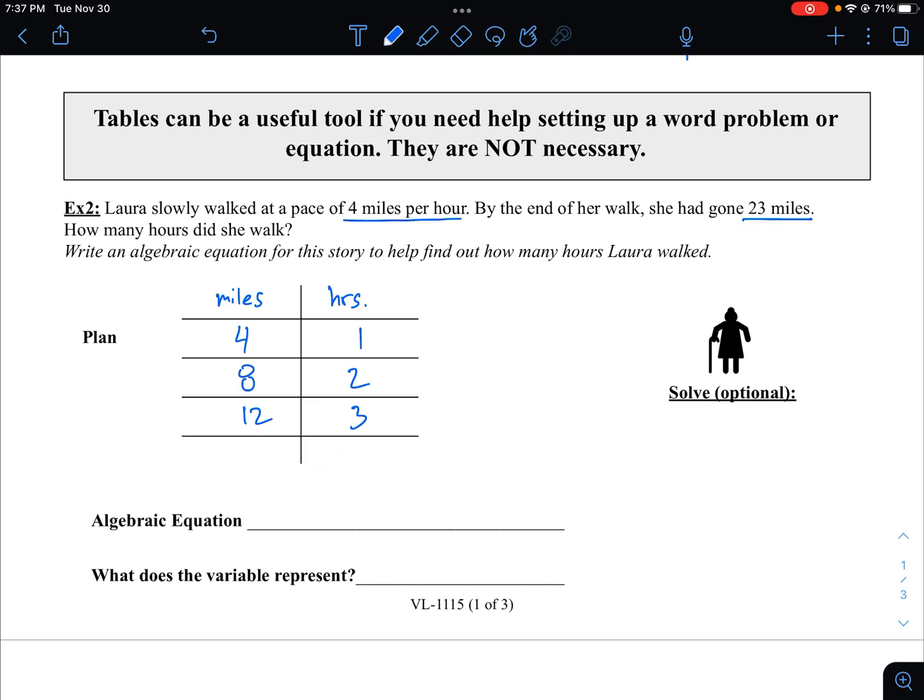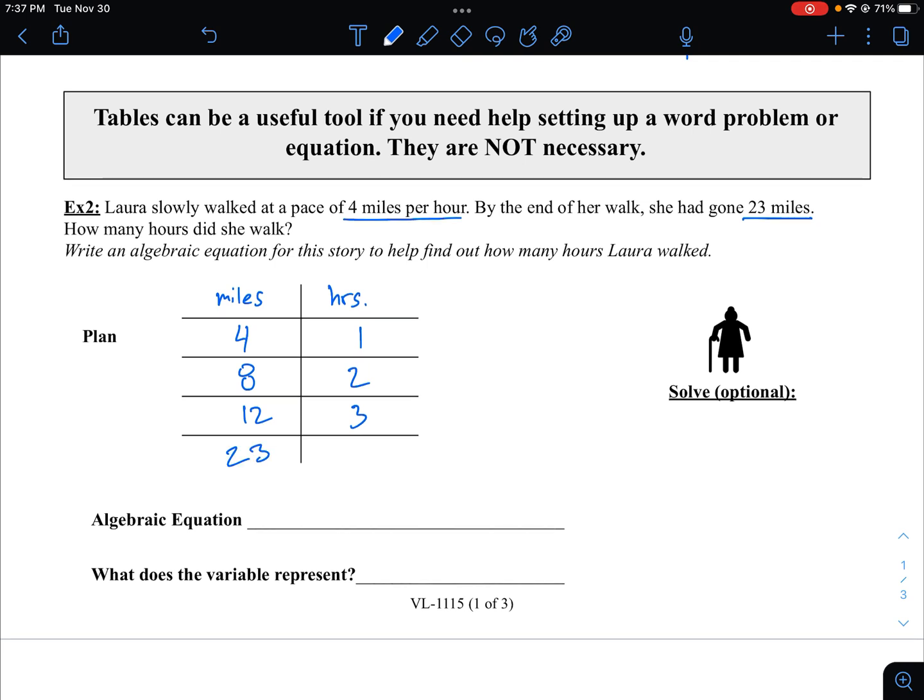So 23 miles, where would that go? She'd walked 23 miles. Does that go under miles, or does it go after hours? Well, it goes under miles because that's what she walked, 23 miles. How many hours did she walk? Well, we don't know. Question mark. Well, I'm not going to write a question mark. I'm going to write a variable instead, h, which represents hours.